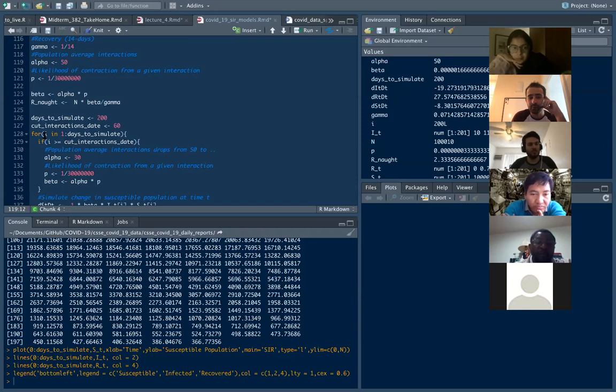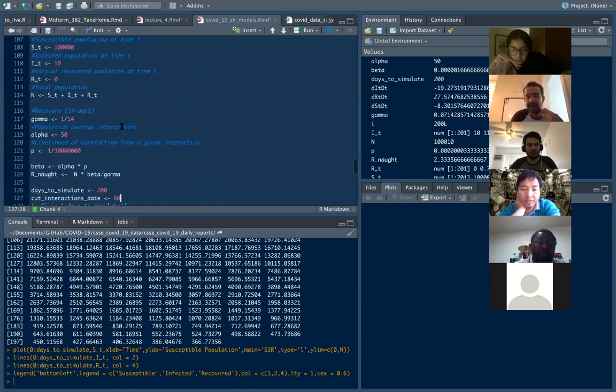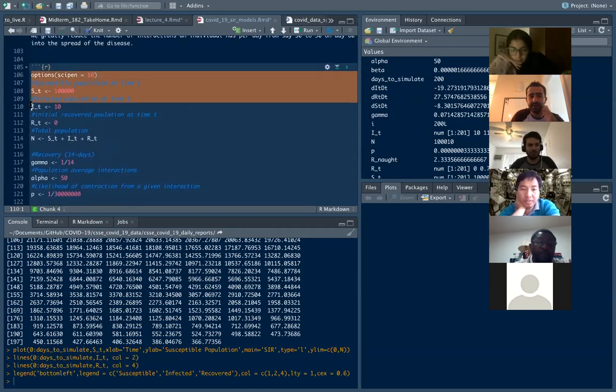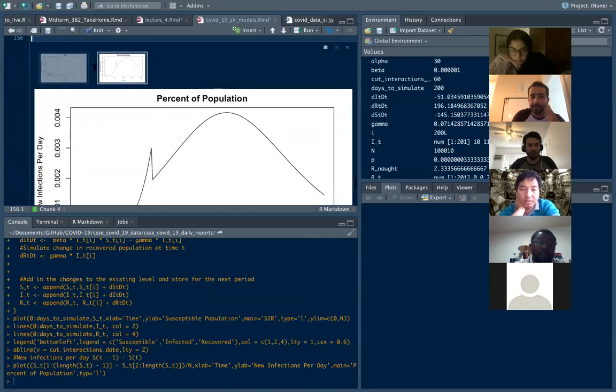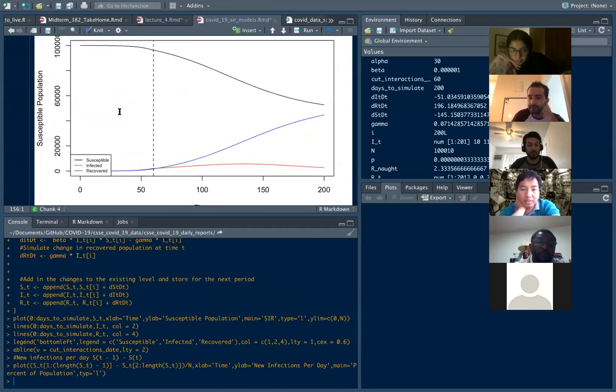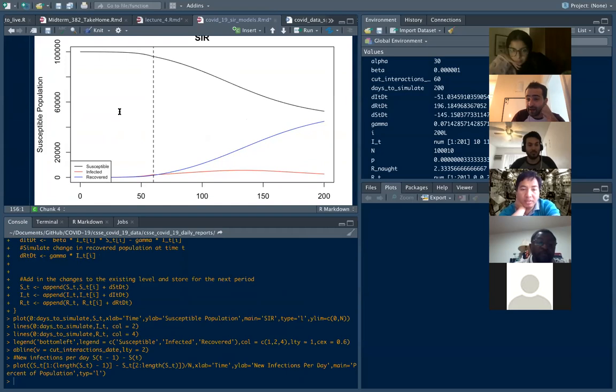So from periods 1 to 60, alpha is going to be 50. After 60, there's going to be a discrete cut where it's going to be dropping to 30 interactions. We can then see how the number of cases changes over time. It's a drastically different scenario. It's entirely different, right? Before, 80% of the population gets infected. Now it's 40% of the population gets infected.